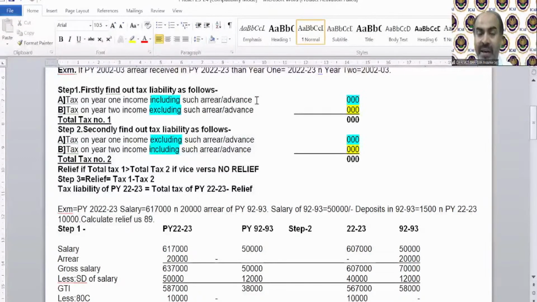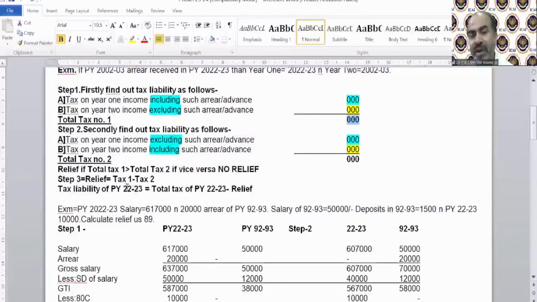Step 1 says tax on year 1 income including arrear and then tax on year 2 income excluding. And the reverse, year 1 income excluding, year 2 income including. Now we need to compare the tax. If the total of tax 1 is higher than the total of tax 2, then there will be relief. And if it is the reverse, then there will be no relief. So if step 1 tax is more than step 2 tax, the difference is relief. And if it's vice versa, there will be no relief.